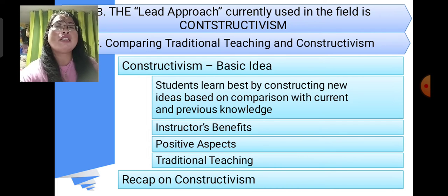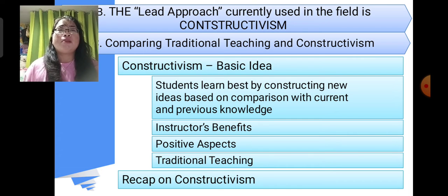We also have the instructor's benefits. In more group work, it allows instructors to see many aspects of students' personalities. The first one, the communication. The second one, the argumentation. And the last one is the problem-solving skills. So those are the instructors' benefits.